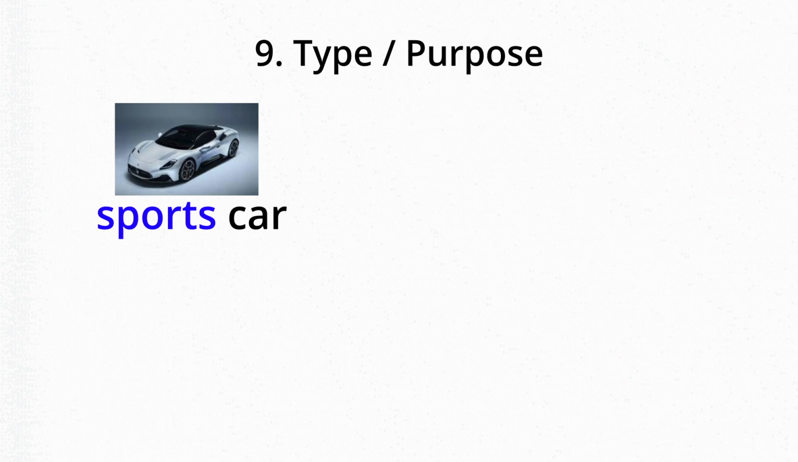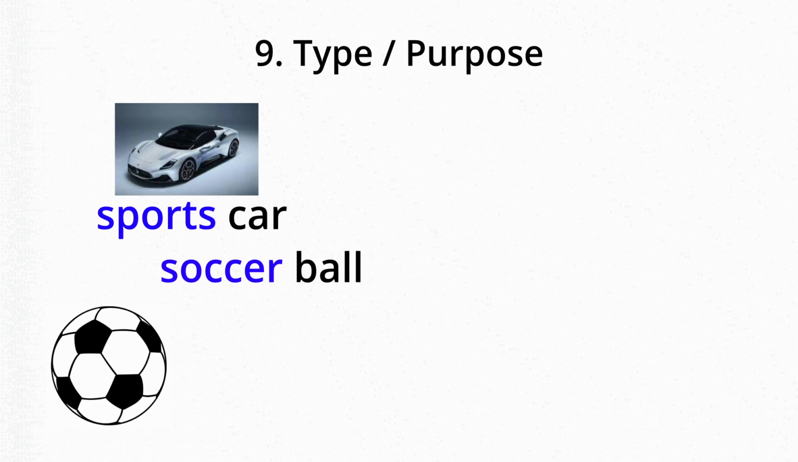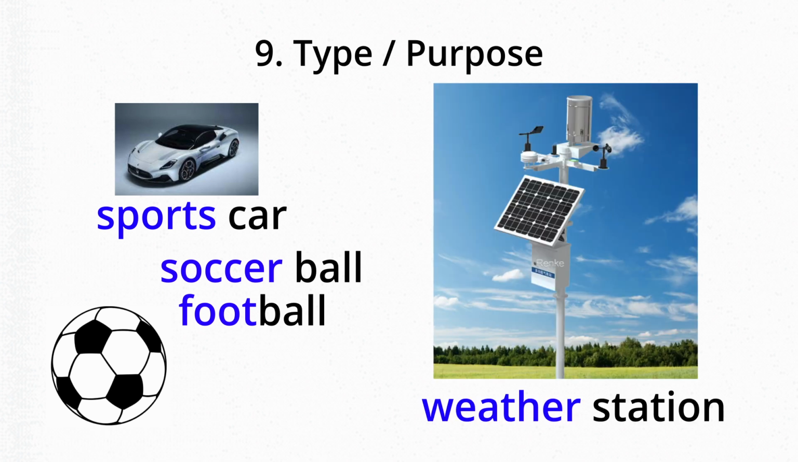And finally, our last group is type or purpose. How do you use this? What kind is it? A sports car. Sports is an adjective describing the car. A soccer ball, or you might call it a football, but a soccer ball, that tells me what kind of ball it is. A weather station is a place. It's a station, a place where they study the weather. All right, so these are the adjectives.